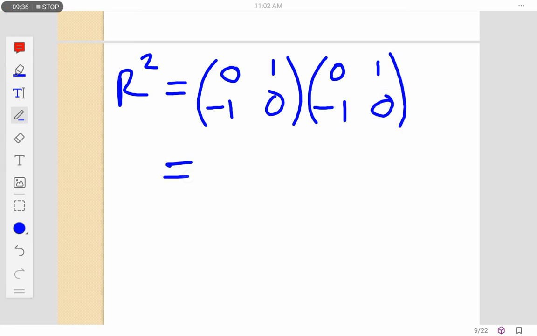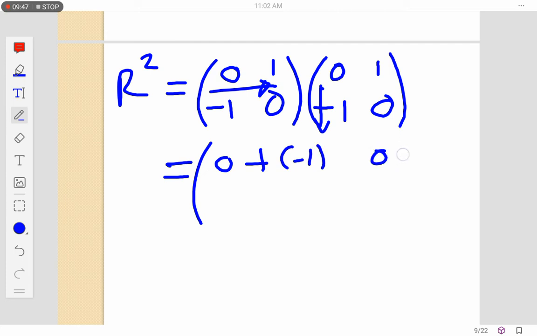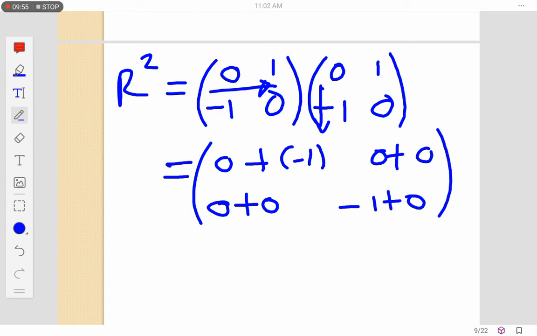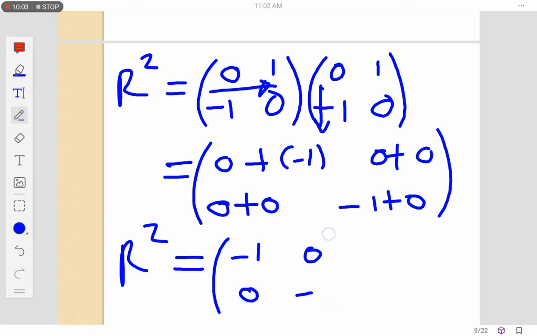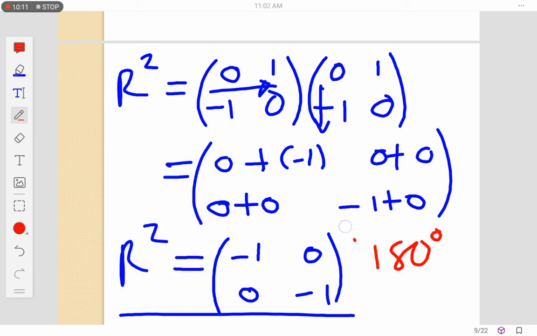I multiply those two. So I'll have here row by column. I'll have 0 plus minus 1 at that point, and I'll have 0 plus 0, here 0 plus 0, and here I'll have minus 1 plus 0. Okay, so adding at the end of the day, I'll have my r squared as minus 1, 0, 0, minus 1, which is similar to what we have generated. So this is the matrix of rotation through 180 degrees. Okay, so you can use this whenever it's about the origin.